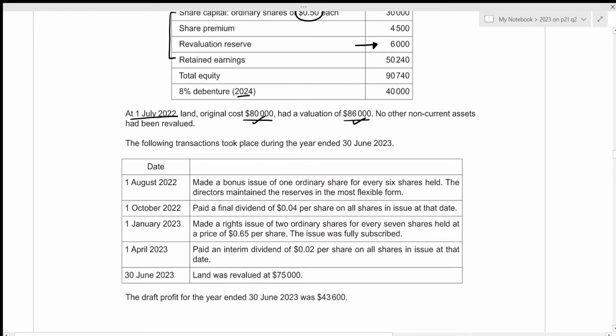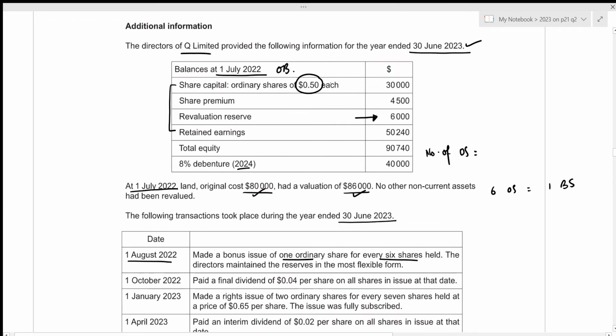Now, the following transactions took place during the year ended 30 June 2023. At the date of 1st August 2022, we made a bonus issue of 1 ordinary share for every 6 shares held. So this just means that for every 6 ordinary shares that we have, we provided 1 new bonus share. Now, in order to calculate the number of bonus shares, we first require the number of ordinary shares that we have. And in order to calculate this, we just need to divide the value of our ordinary shares at the opening date, which is 30,000, by the nominal rate, which is 0.5. And this will give the number of ordinary shares to be 60,000.